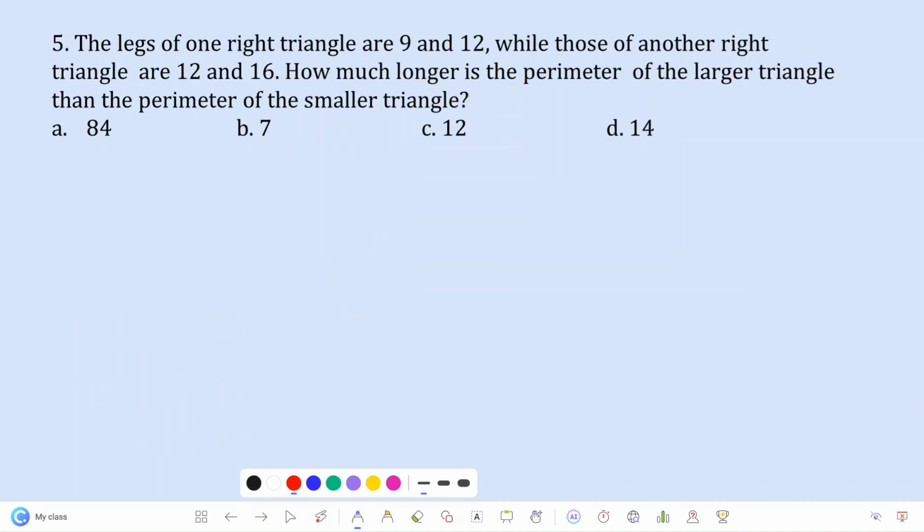The legs of one right triangle are 9 and 12, while those of another right triangle are 12 and 16. How much longer is the perimeter of the larger triangle than the perimeter of the smaller triangle? Ayan. So, tingnan natin kung ano ang hinihingi. How much longer? Mas mahaba siya ng ilan ang perimeter ng larger triangle than the perimeter of the smaller triangle.